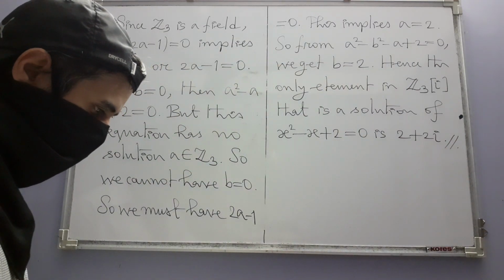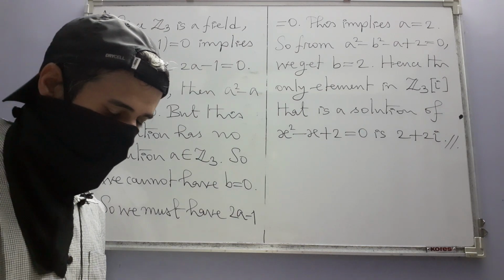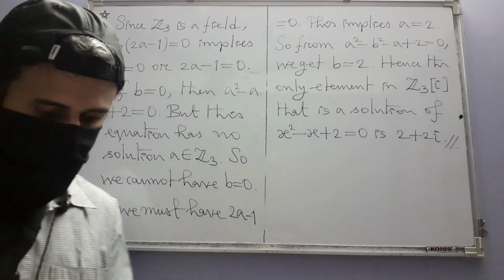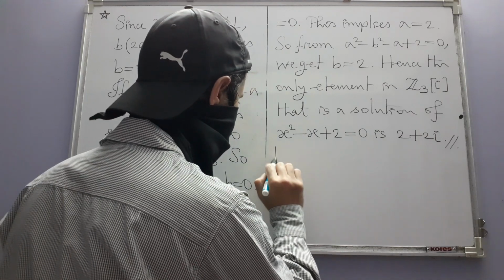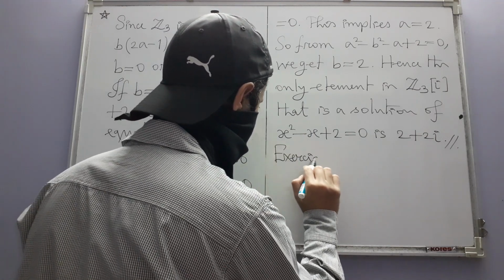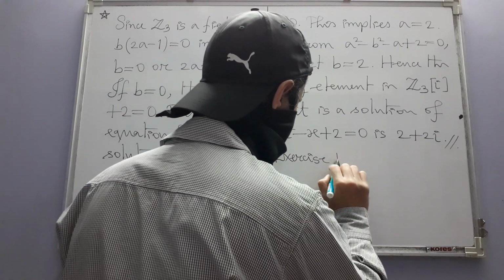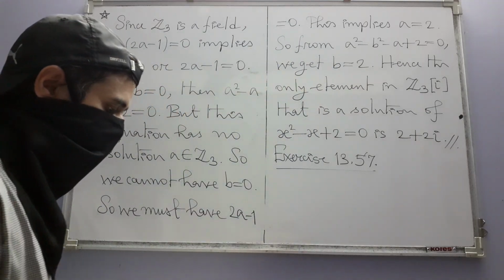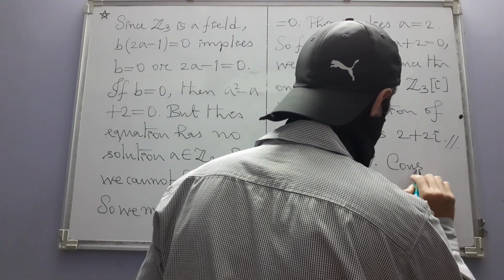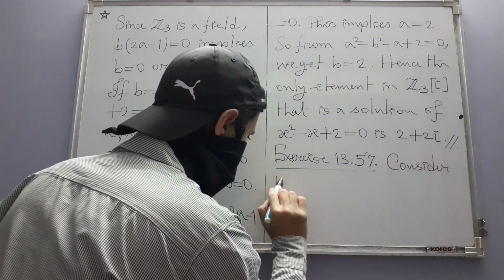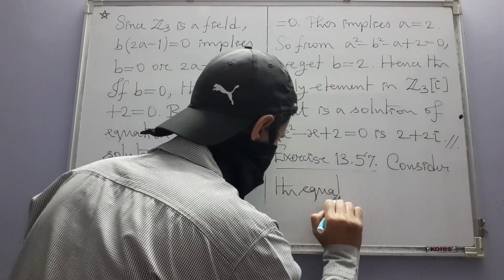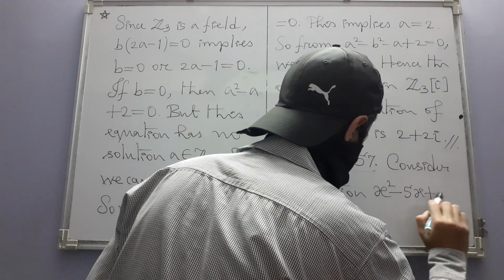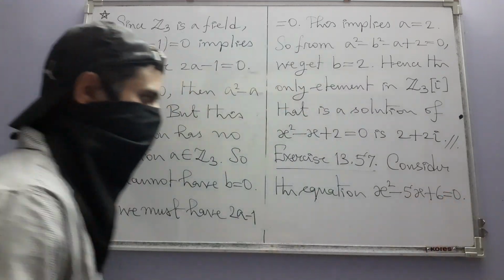Next, this one is also computational. Here also a quadratic equation is given. Consider the equation x square minus 5x plus 6 equal to 0.